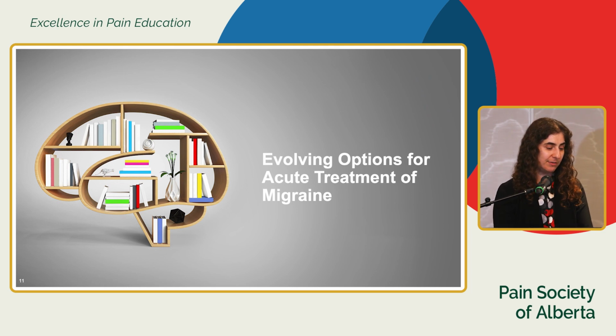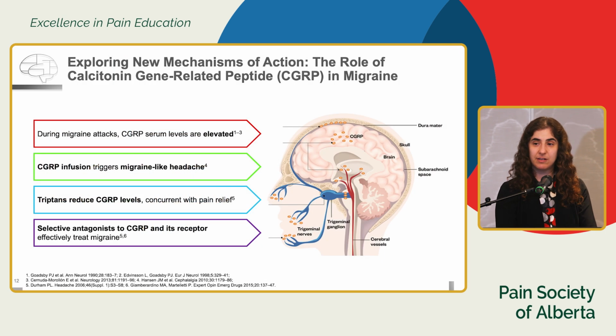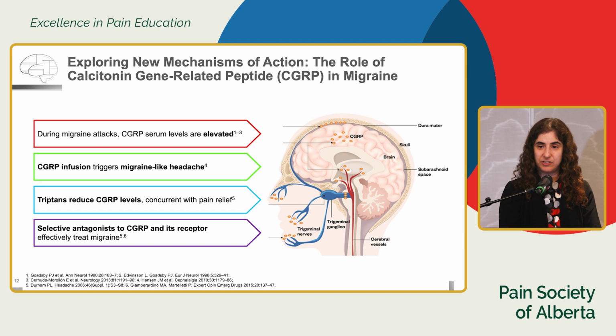So going on now to some of the evolving options for acute treatment of migraine. So let's talk about these gepants. This is all related to CGRP, or calcitonin gene-related peptide, which is this small protein that's implicated in the pathophysiology of migraine. And how do we know it's implicated?